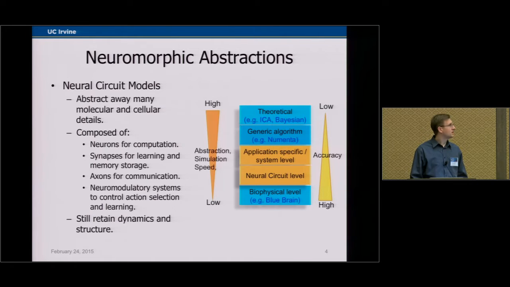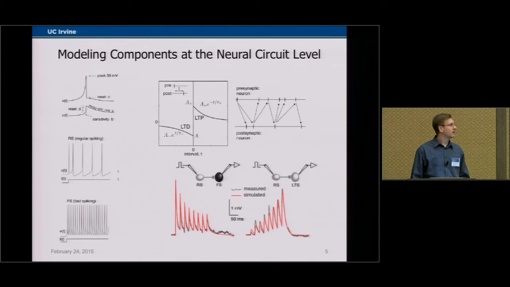Okay, so some of the components at the neural circuit level when you're modeling, just to keep in mind. Here's an Izhikevich neuron with a voltage and an update recovery variable. Here are a few Izhikevich regular spiking neuron or fast spiking neuron voltage traces. These are the kind of things that you're going to see at our abstraction level. Here's a description of synaptic plasticity, STDP, spike-timing-dependent plasticity. And also we have a description for short-term plasticity, short-term depression, and short-term facilitation. So these are all components that you'll see at this level of abstraction.